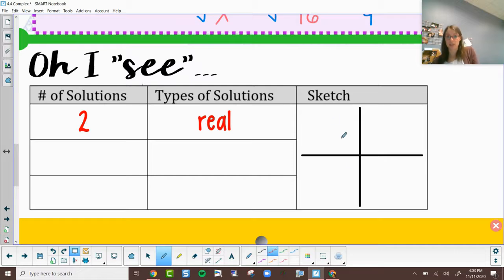So that one, when we sketch it, it kind of looked something like this. It crossed the x-axis 2 times. 2 real solutions. They weren't always pretty, but they were 2 real solutions.